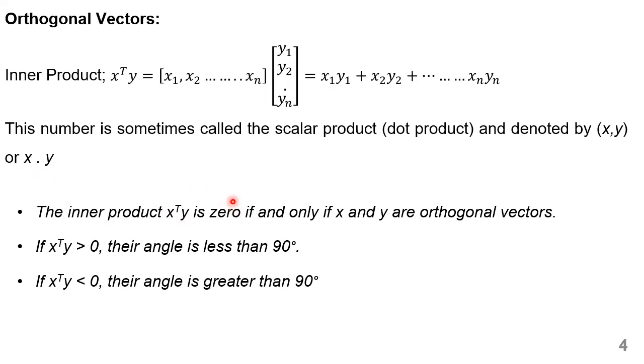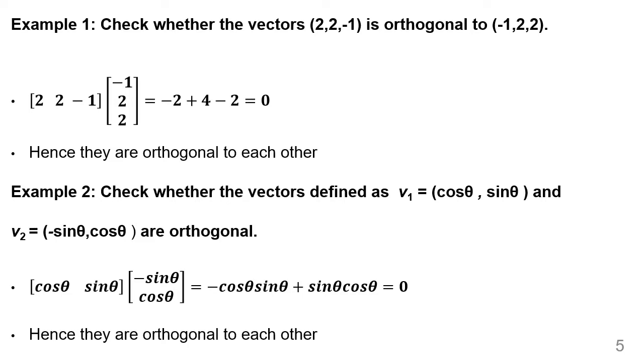If the inner product x dot y turns out to be 0, then we say that the x and y vectors are orthogonal to each other. If x transpose y is greater than 0, then their angle is less than 90. If x transpose y is less than 0, then their angle is said to be greater than 90. We will try to understand the concept of orthogonal vectors with two examples.